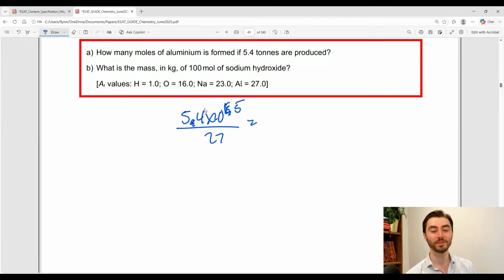Right. So 54 and then 27. So that's going to make that 1 and 2. So it's 2 times 10 to the 5 moles.